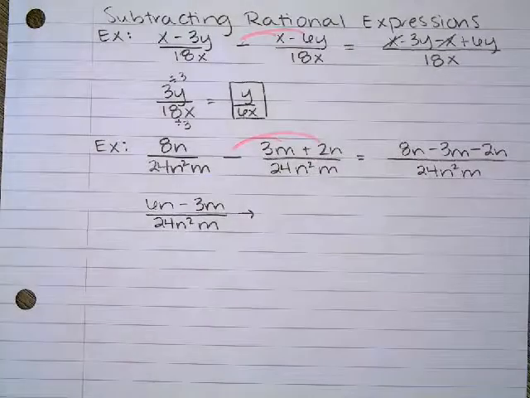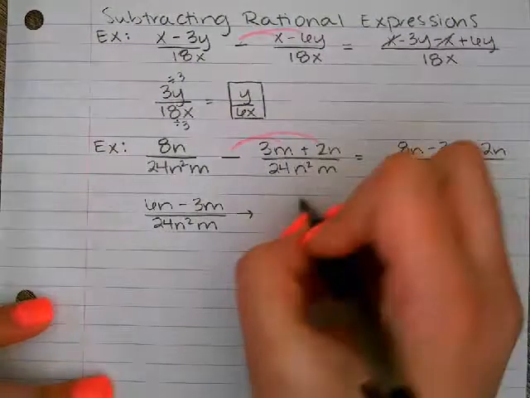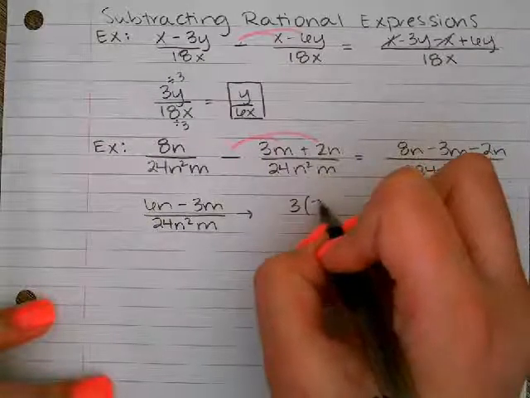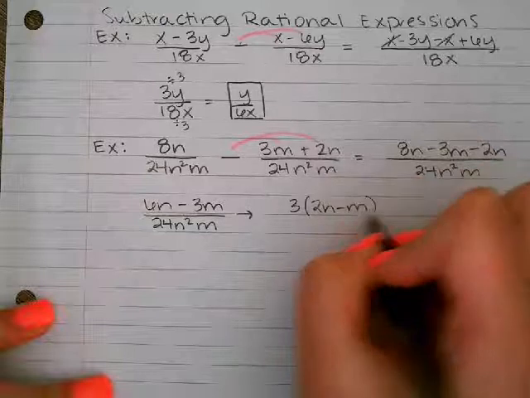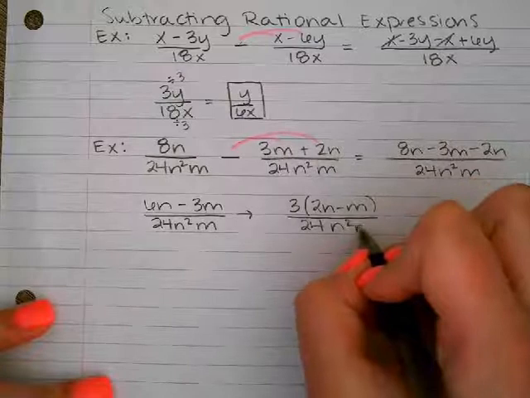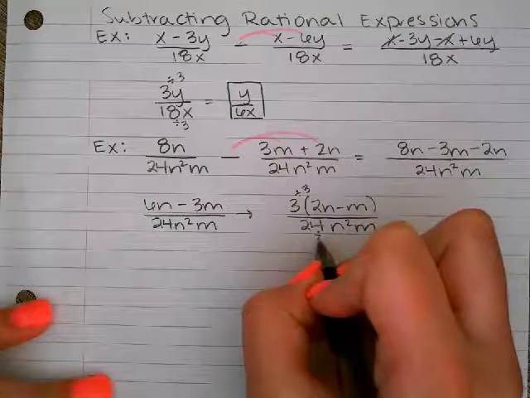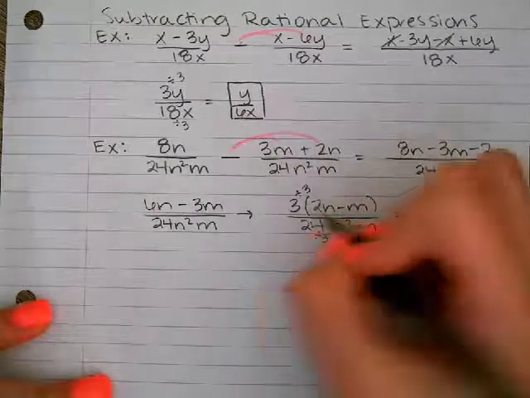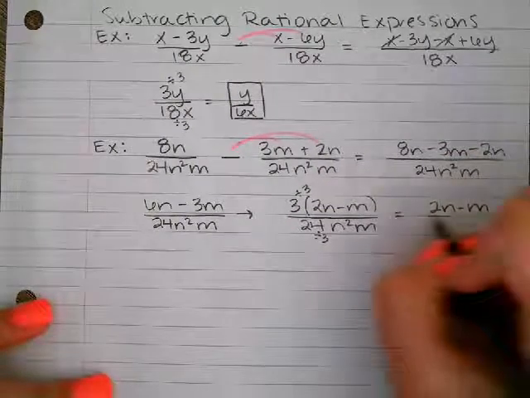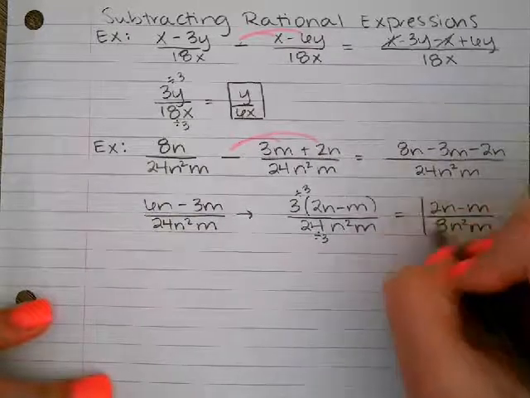Now, if I look at the top, between the 6 and the 3, I have a GCF of 3, so I can take that out in hopes that it will simplify with the denominator. 2n minus m, and it's going to, because 3 and 24 are going to reduce. 3 divided by 3 is 1, those just cancel. 2n minus m. 24 divided by 3 is 8. n squared m. Final answer.